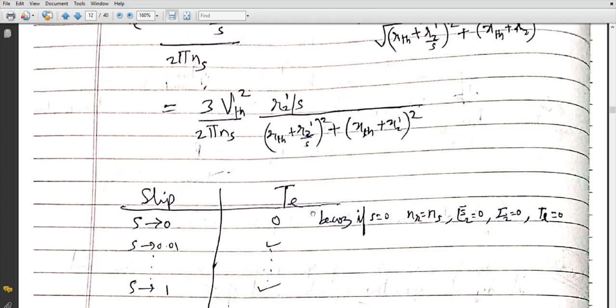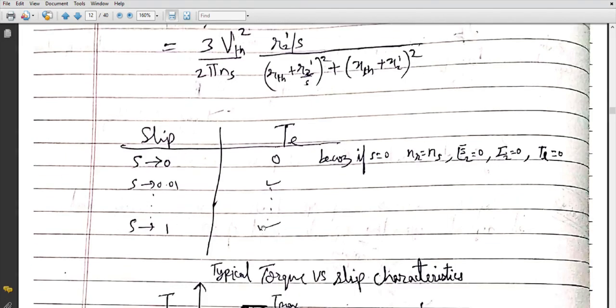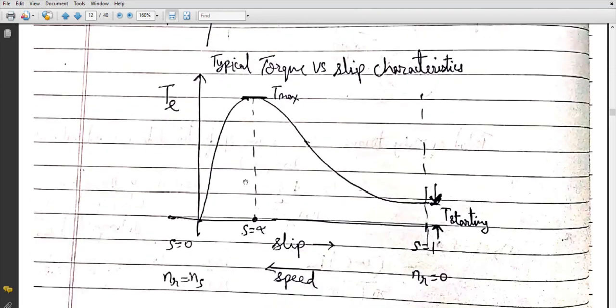So, without wasting much time, as our video duration cannot be much longer, you can see that for different values of slip, for s equals 0, you got torque equals 0. Similarly, for s equals 0.01, you will get some values of torque, and then for s equals 1 and so on, you will get the values of torque. And then when we plot these, you get a characteristic like this. This is known as your torque slip characteristics. The y-axis represents your electromagnetic torque, and the x-axis represents your slip.